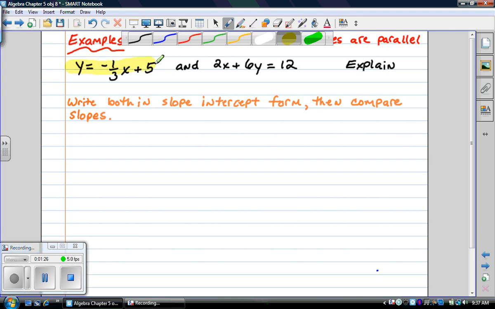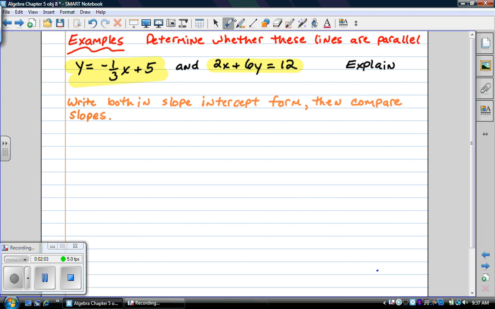Y is equal to negative 1/3 x plus 5. The second line is in what we call standard form. 2x plus 6y is going to be equal to 12. Our first step is to write both lines in slope-intercept form. Once the lines are in slope-intercept form, we'll be able to very clearly see what the slope of each line is. Will the slope be the same? And what the y-intercept is. If the slope is the same in each line and the y-intercepts are different, lines will be parallel.